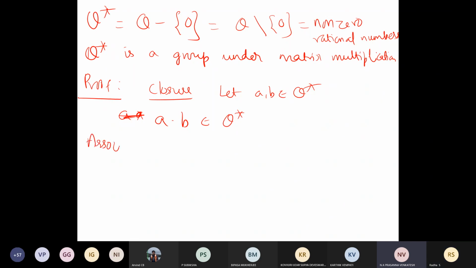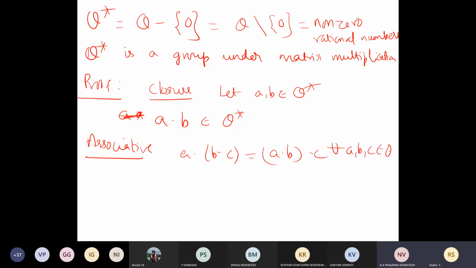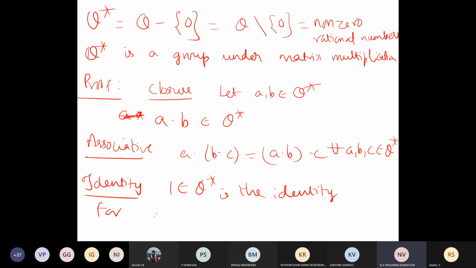Associative: a dot b dot c is equal to a dot b dot c for all a, b, c in Q star, because multiplication is always associative. Identity: 1 belongs to Q star and is the identity, for a into 1 equals 1 into a equals a for all a in Q star. Clear? If you feel I'm going fast, please tell me, I'll make it slow.